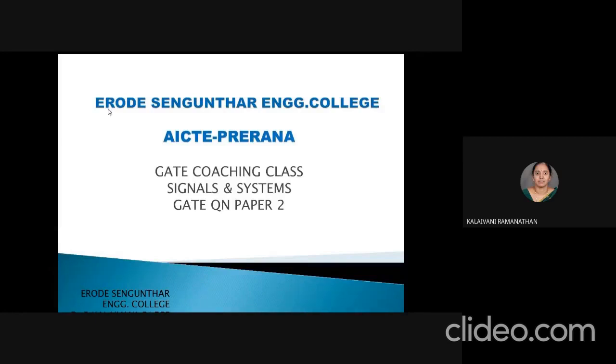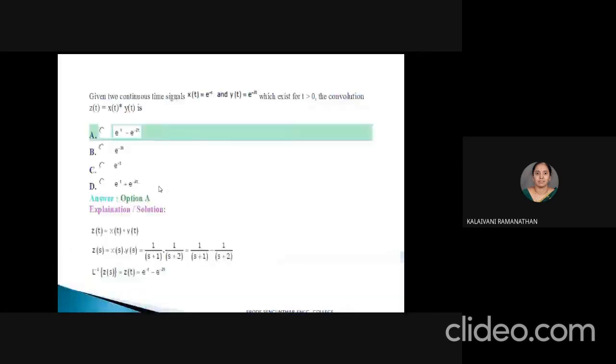So now we are going to see about the second question paper. We shall see some problems again in this question paper also. So here you have the first question: given two continuous time signals x of t equal to e power minus t and y of t equivalent to e power minus 2t, which exists for t greater than 0. The convolution z of t equivalent to x of t star y of t is.